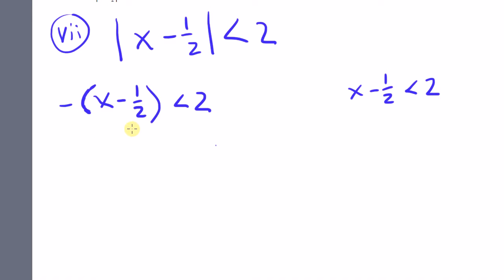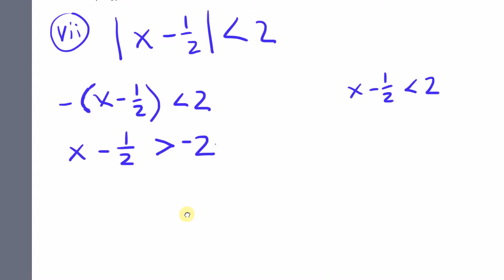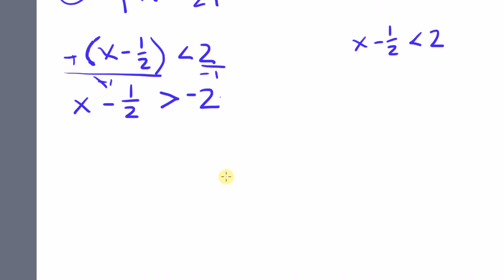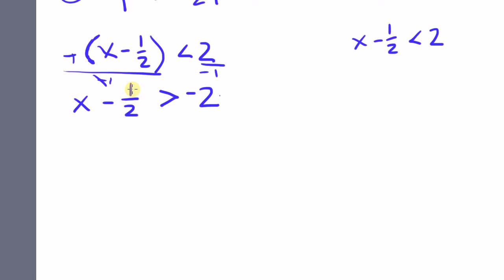Alright. So now we can divide by -1. When we do, we get x minus 1/2. Flip the inequality. Greater than -2. Remember, I divided this thing by -1. That canceled with that. I divided this by -1. Or I could have distributed and added and then divided by the -x. However you want to do it, it's fine.